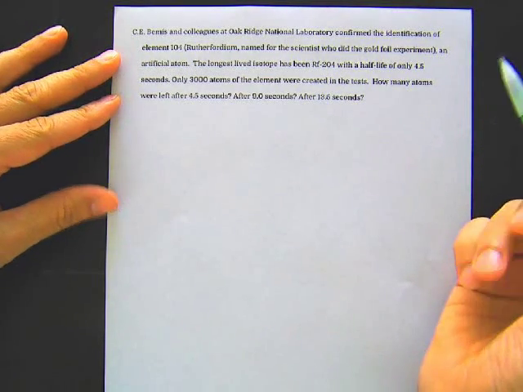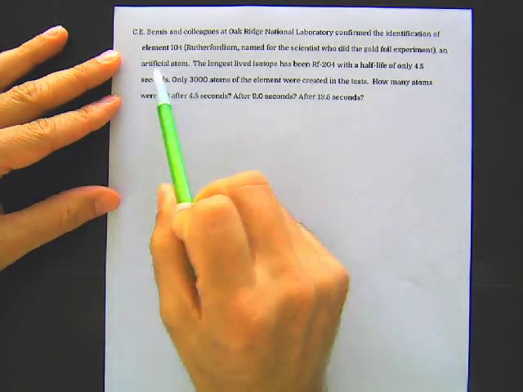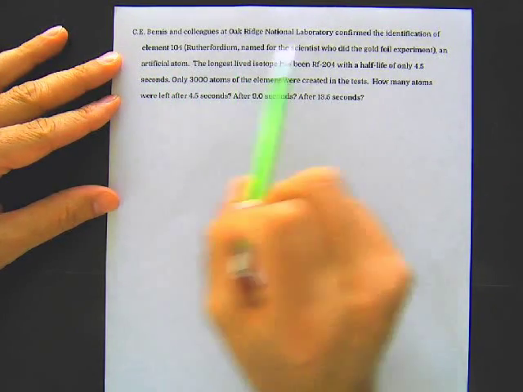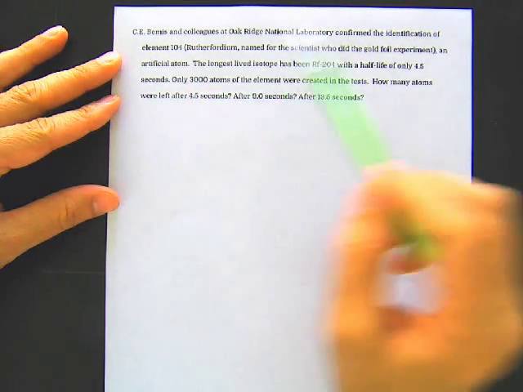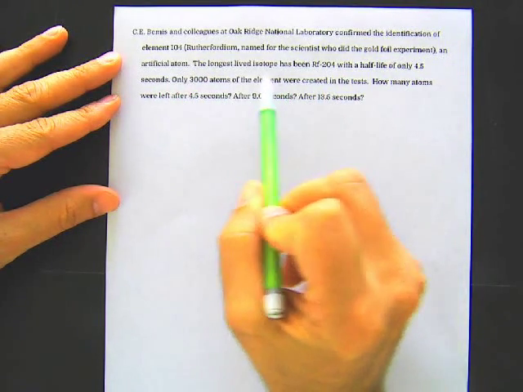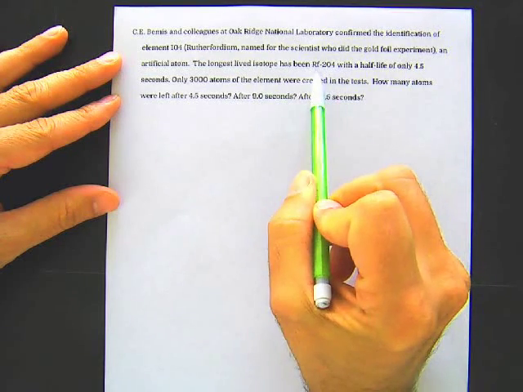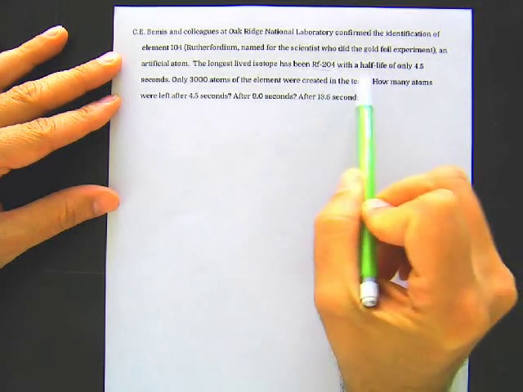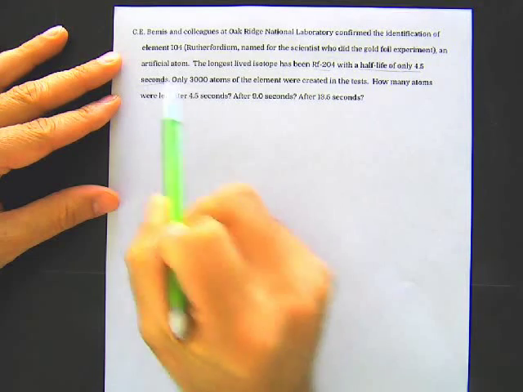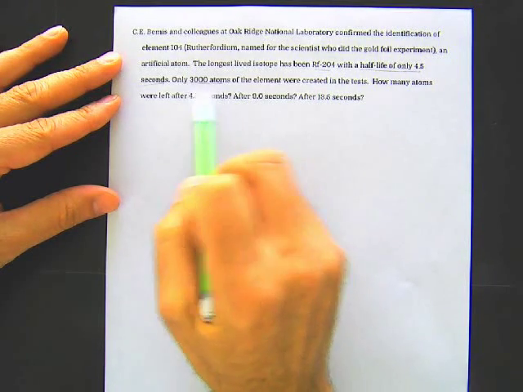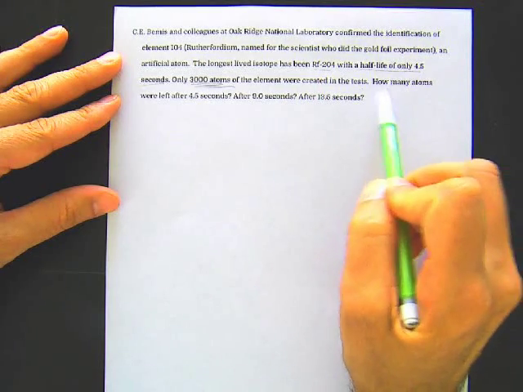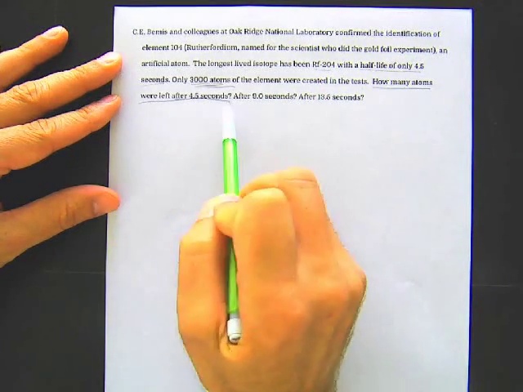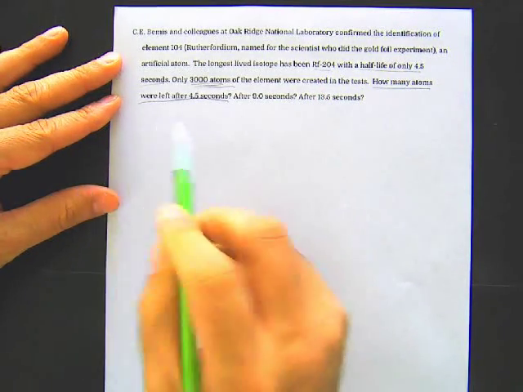You might recognize it. So let's pick the important information out. This looks like all background to me. Identification of element 104, which is rutherfordium. Longest lived isotope has been RF204 with a half-life of only 4.5 seconds. Okay, 3,000 atoms of the element were created. How many atoms were left after 4.5 seconds?